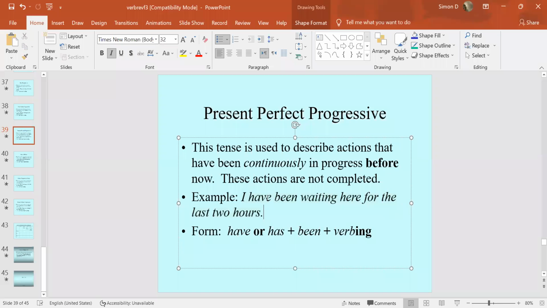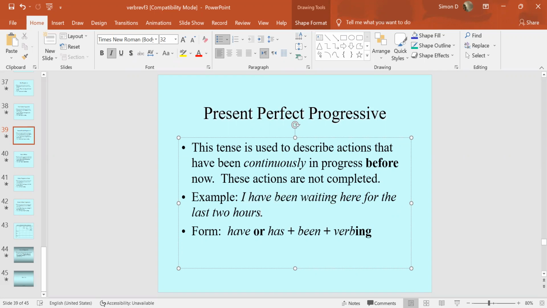What do you say? I have been waiting. Okay, it's not I have waited. That would be present perfect action. Okay, so you have this construction of have or has plus been and verb with ing. Okay, I have been waiting. Continuous action here for the last 2 hours. Okay, I have been waiting here for the last 2 hours.